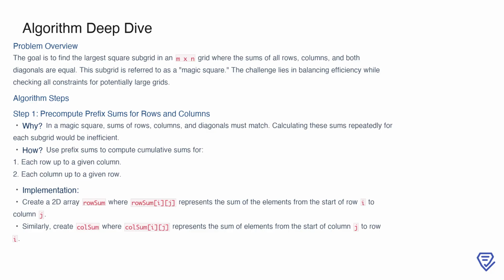Specifically, we create a 2D array called rowSum, where each entry represents the cumulative sum of elements in a row up to a specific column. Similarly, we create colSum, where each entry represents the cumulative sum of elements in a column up to a specific row. This pre-processing step significantly reduces the amount of redundant computation as we move forward.